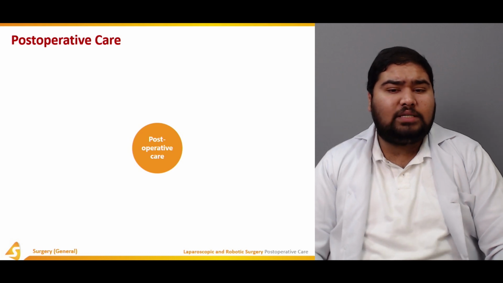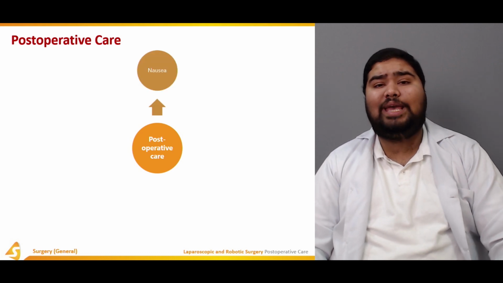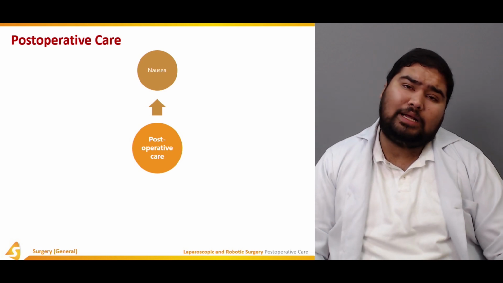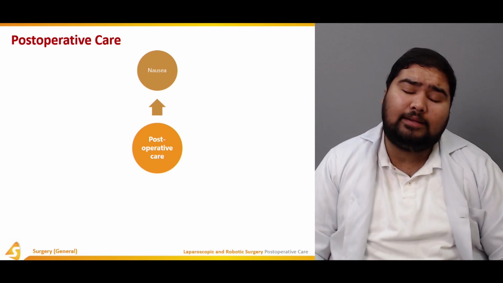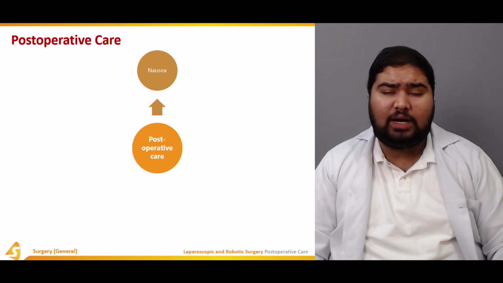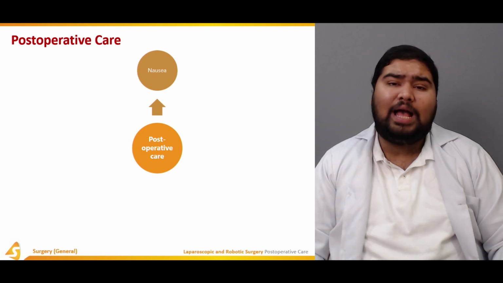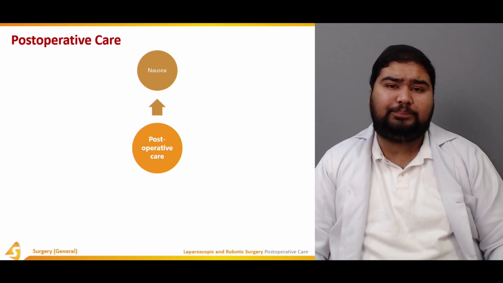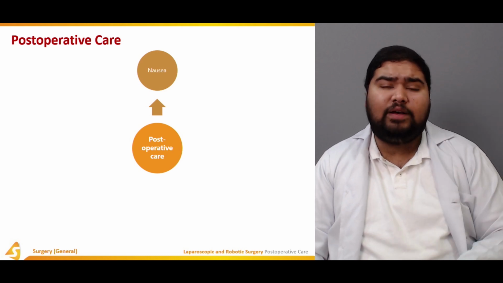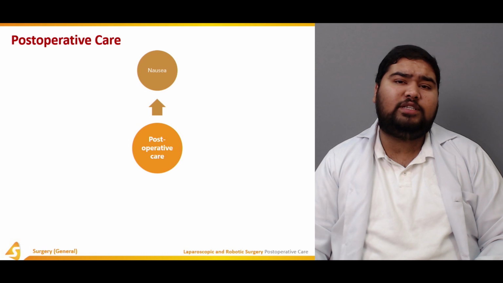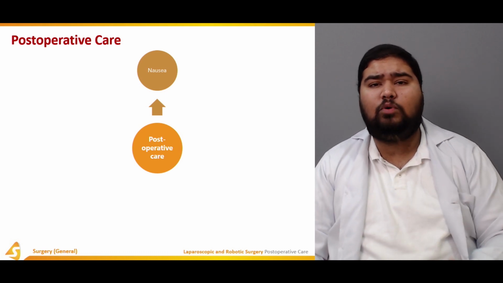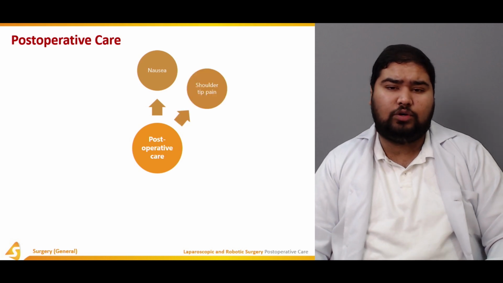Now, the post-operative care includes the care for nausea. So usually these patients have nausea initially, but it improves rapidly. In a couple of hours, this nausea improves, and the patient can start the diet if the patient wants to. However, if the patient is not feeling comfortable, usually this nausea settles by the night, and in the next morning the patient is good to go.